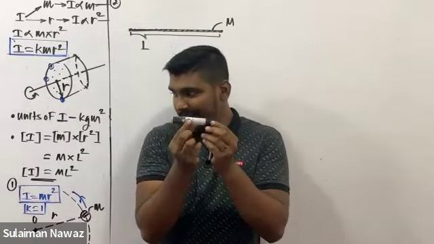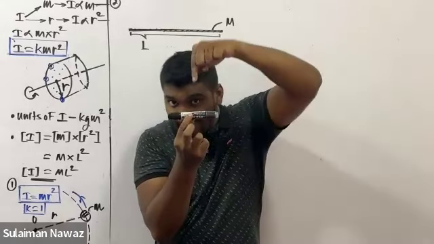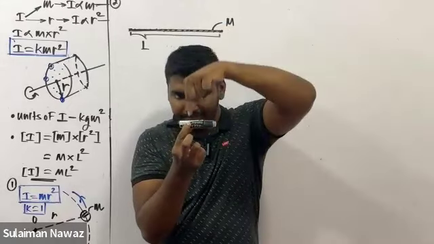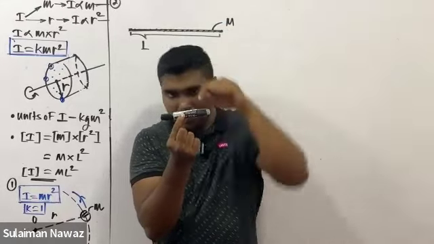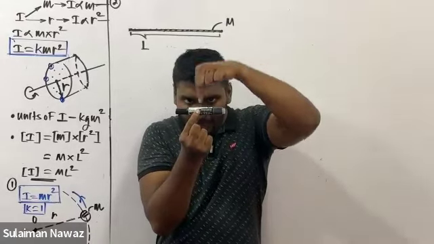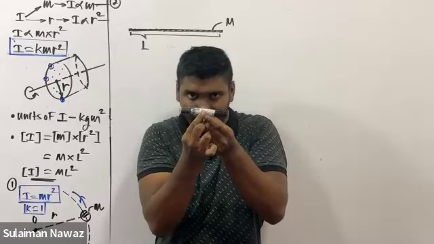So now you understand. Now this rod is rotating about an axis passing through the midpoint. Just think of a vertical line passing through the midpoint of the rod. This rod is rotating about this axis. This is one way of rotation of the rod.